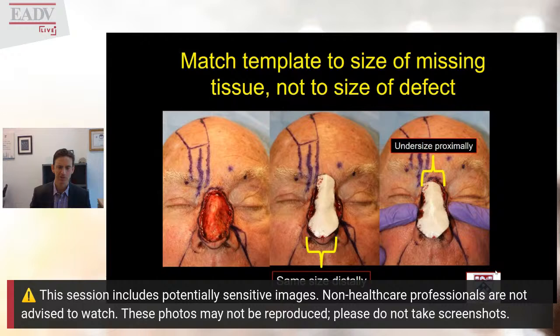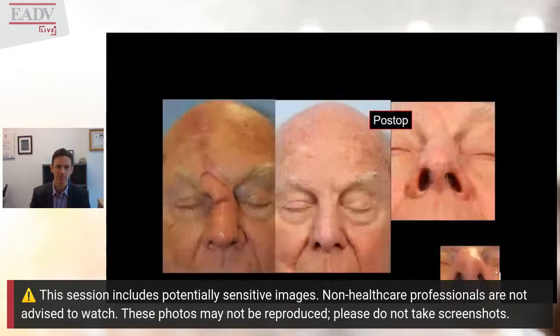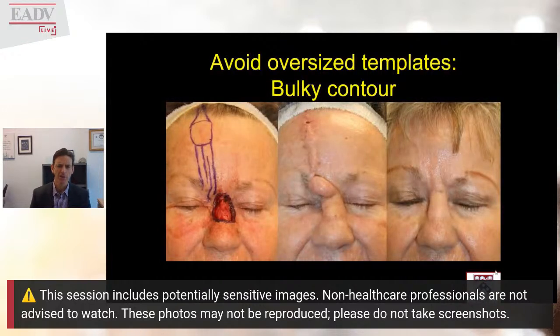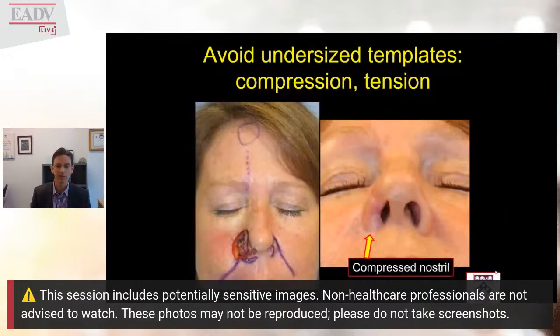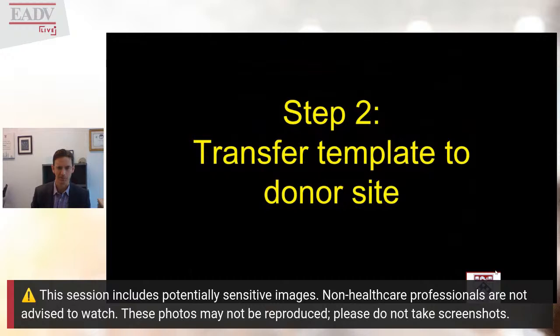So in this case, you can see I am the same size distally, but undersized proximally, and we have good contour in the end. On the proximal nose, the skin usually expands. So if you size your template to the size of the defect, you will usually have bulky contour, as this flap does. And on the distal nose, if you undersize the flap, you will compress the nostril. So distal nose, same size, proximal nose, slightly undersized template.